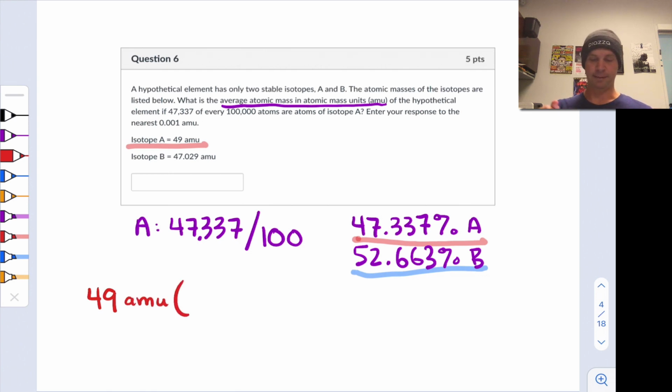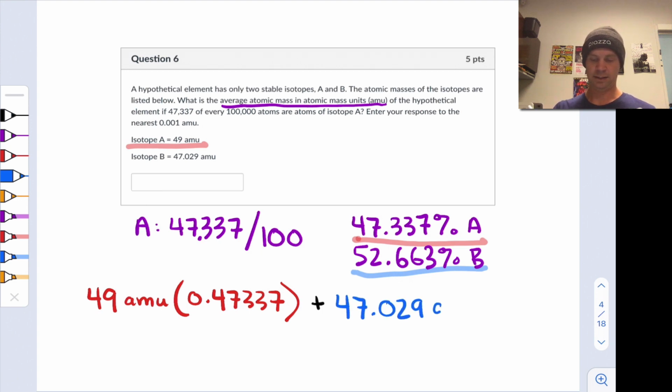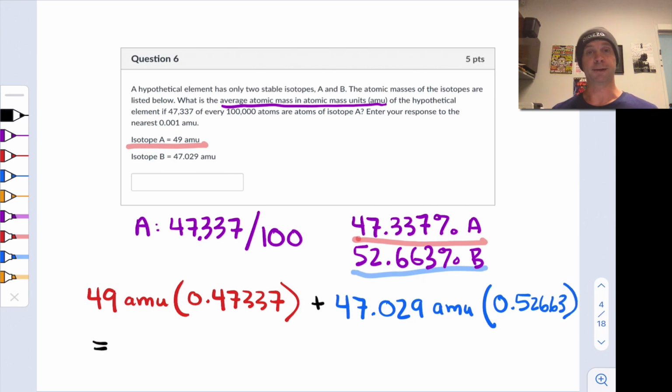and in a given sample, 0.47337 of 1, if you like, is isotope A. And for isotope B, let's do that in blue, we have a mass of 47.029 AMU, and the abundance there is 0.52663. And multiplying this out and adding the two terms together is going to give us the average atomic mass.